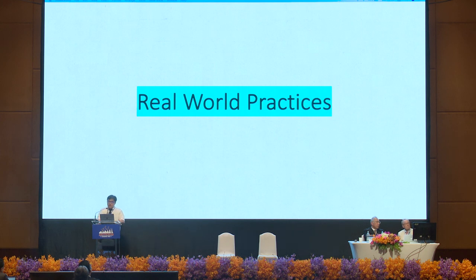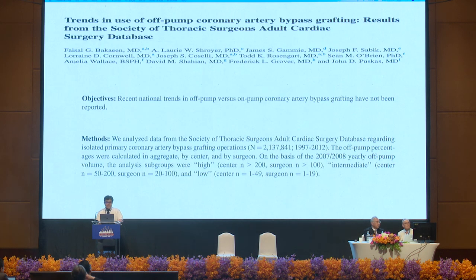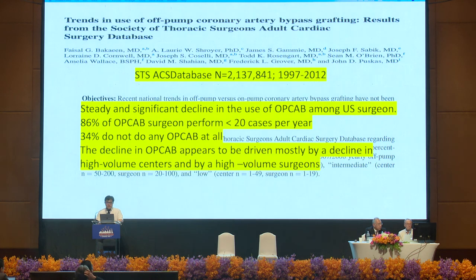When we have this evidence, what about real-world practice? In the US, this paper was presented by Professor Faisal Bakin from Cleveland Clinic, collecting data from the STS adult cardiac surgery database with over 2 million patients between 1997 and 2012, with the conclusion that there is a steady and significant decline in the use of off-pump among US surgeons. 86% of off-pump surgeons in the US perform less than 20 cases a year, and 34% of doctors do not do any off-pump at all. The decline in off-pump appears to be driven mostly by the decline in high-volume centers and also by high-volume surgeons.